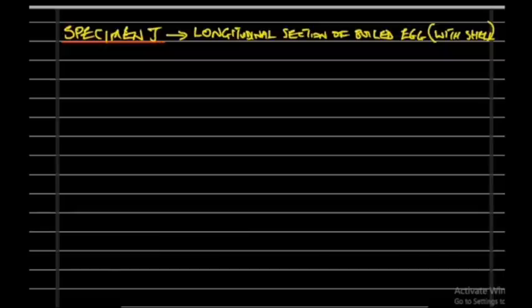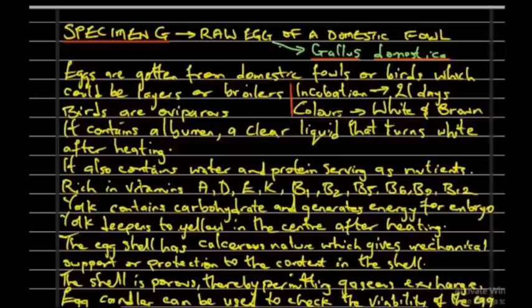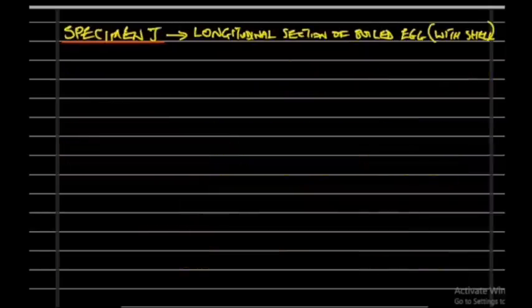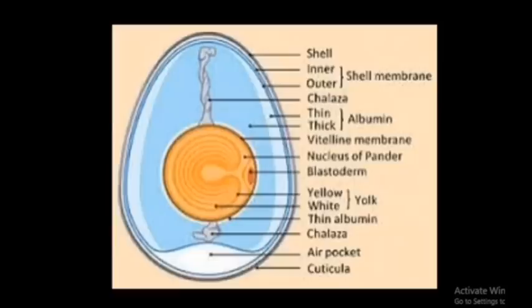So we will not be saying much about this particular setup, because everything we discussed while we discussed Specimen G is what we will still need to be talking about for the longitudinal section of boiled egg. So I'll just show us what the diagram of that specimen will be. So this is what the diagram will look like. You can see the diagram now.